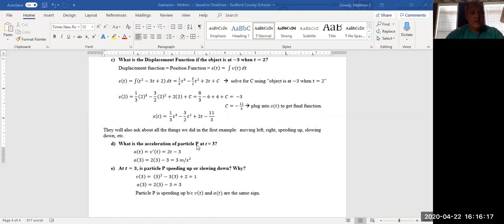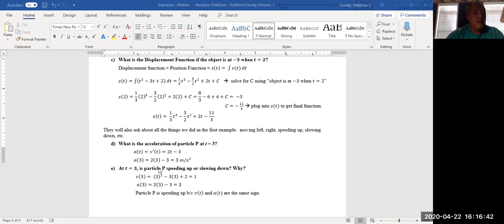So what's the acceleration of the particle at t is 3? Well, in order to get the acceleration, I've got to take the derivative of velocity. So my velocity function was t squared minus 3t plus 2. Its derivative is now 2t minus 3. Plug in 3, and my acceleration is 3 meters per second squared. Don't forget your units on these things.